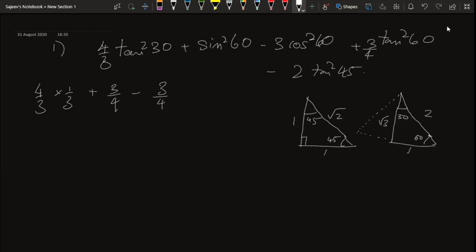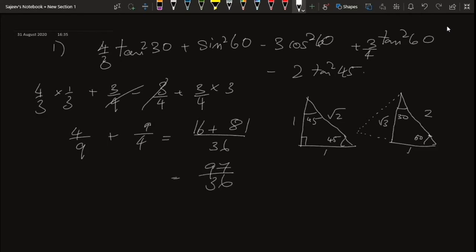Cos 60 is 1 by 2, so 3 by 4 plus tan square 60, so 3 by 4 into 3. Now these two cancel and I am left with 4 by 9 plus 9 by 4, and what is this? This is 16 plus 81 by 36, right? So that is 97 by 36. So minus 2 into 1, that is minus 2, so I can write 2 as 72 by 36, and this will give me 25 by 36, so it's equal to 25 by 36.